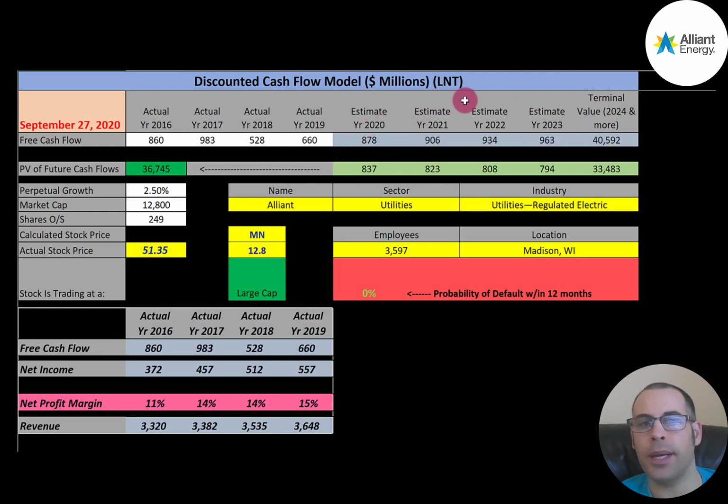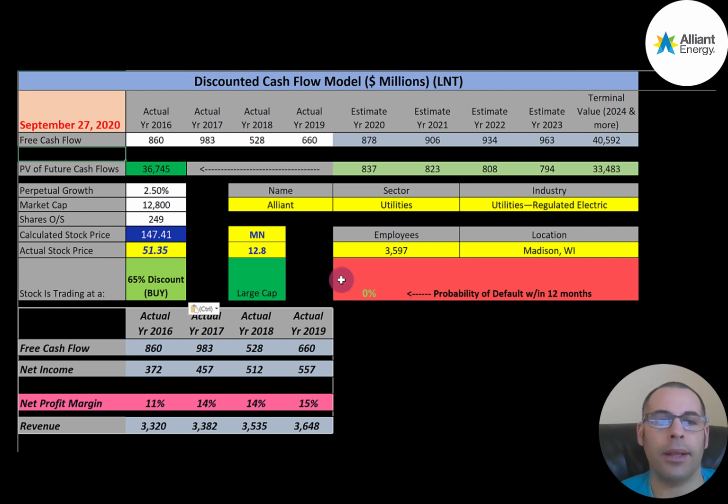We estimated 4 years of future free cash flows. We also estimated terminal value, which is all cash flows past year 4, that's $41 billion. We discounted those numbers back to today using the weighted average cost of capital. We get a value of the company of $36 billion. We divide that by 249 million shares. And we get a calculated stock price of $147. They're trading at 51, so they're trading at a 65% discount. It's a strong buy according to the model.